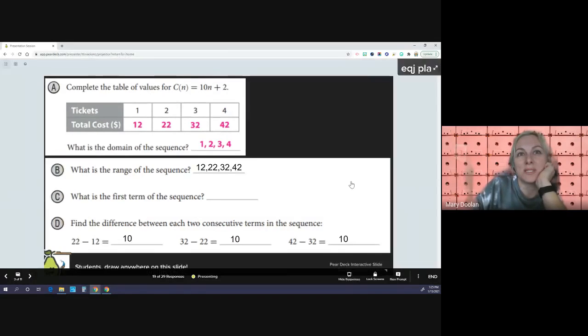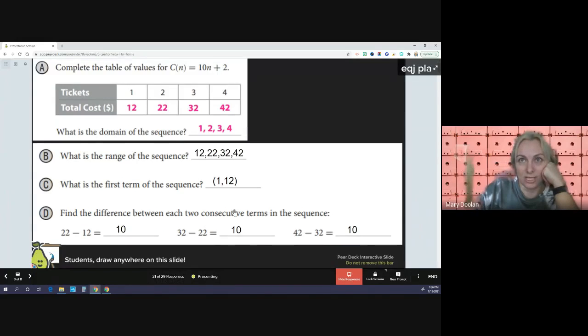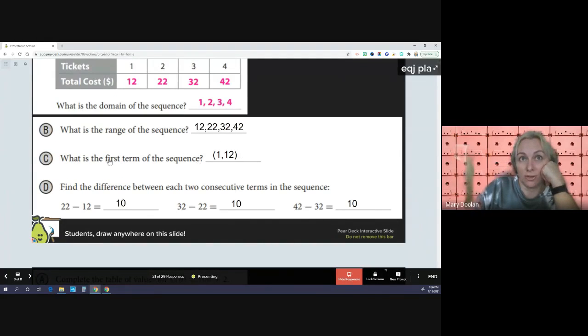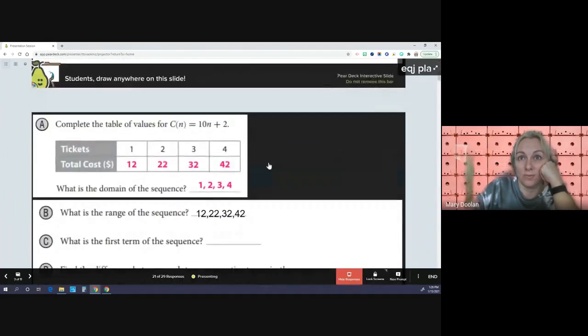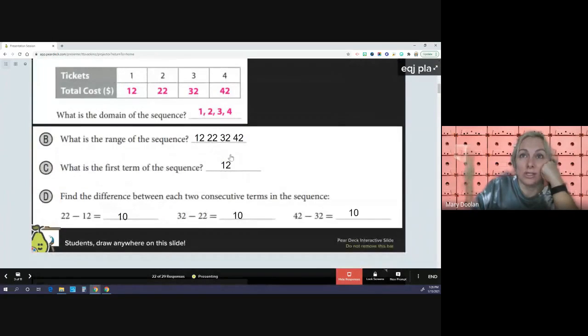Let's look at some responses. Okay, range of the sequence, 12, 22, 32, 42, yes. First term of the sequence. I like how they wrote this. This is interesting with the ordered pair, but it's not entirely correct. But this is where you look to find the first term of the sequence. So it's actually just one number. So the first term is actually one number. And that one number is just 12.